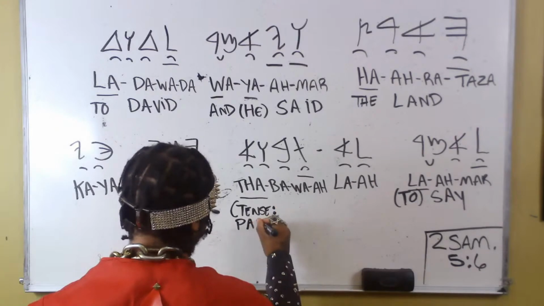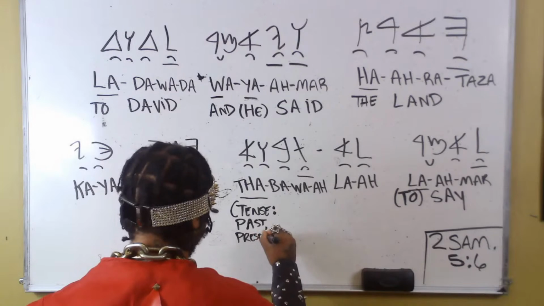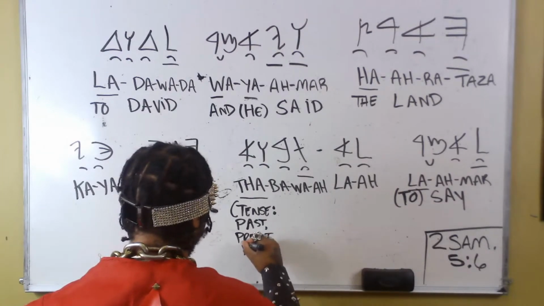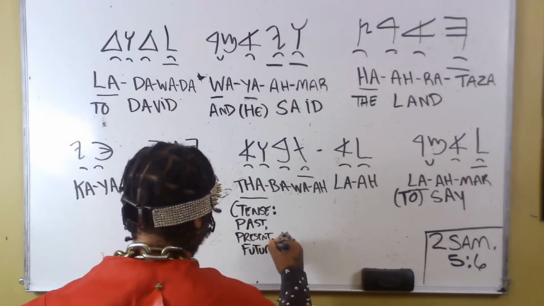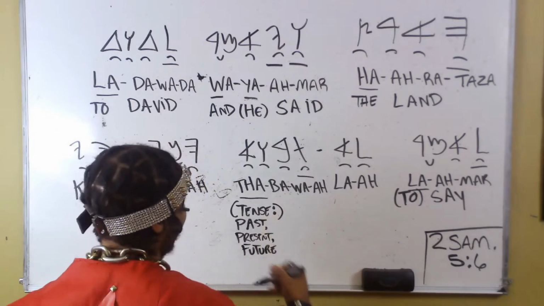It's a tense. It can either be past tense, present tense, or future tense. All right? It's a tense. It's either past, present, or future tense.